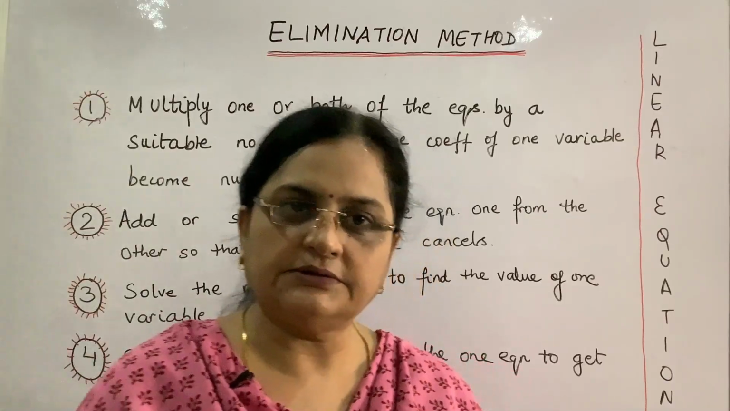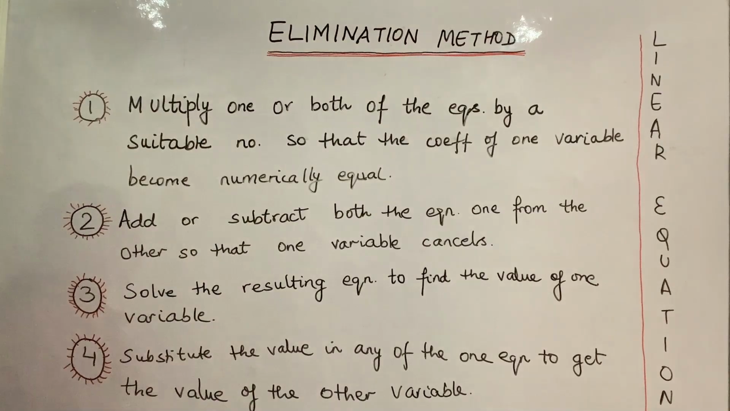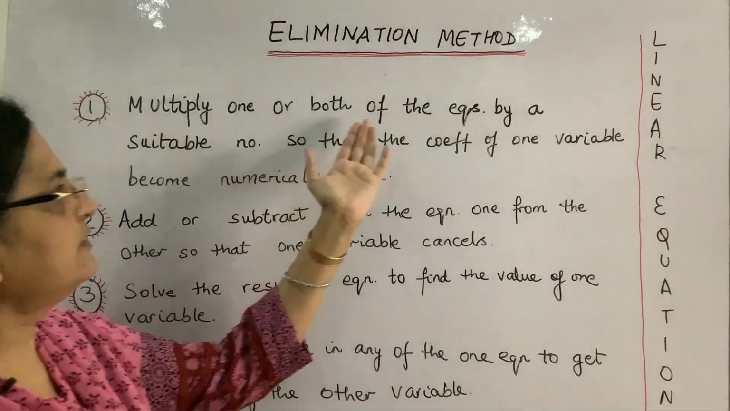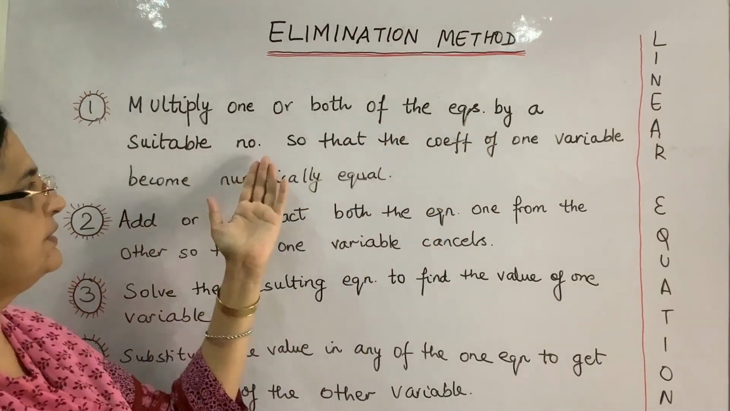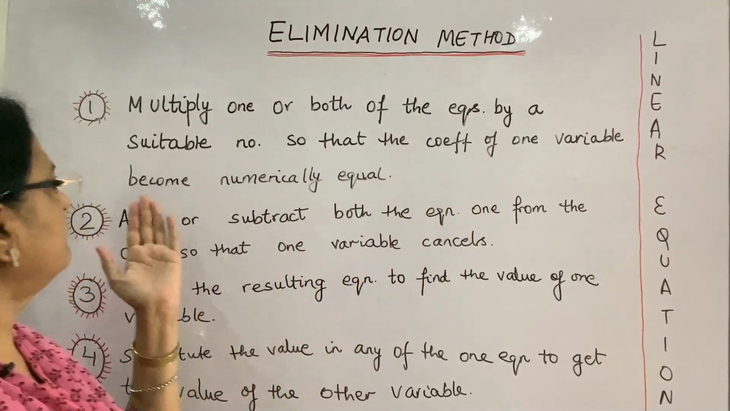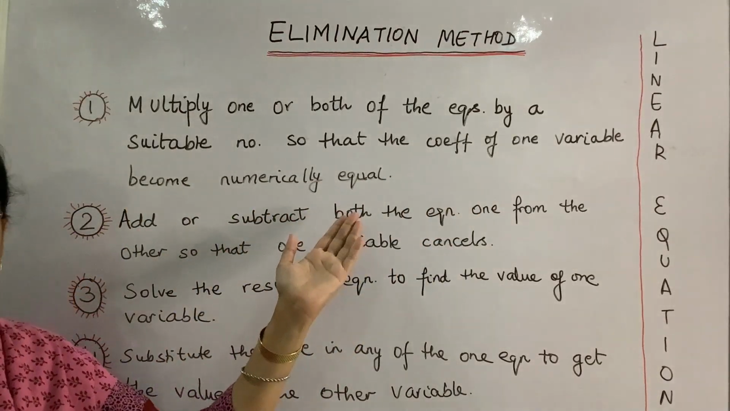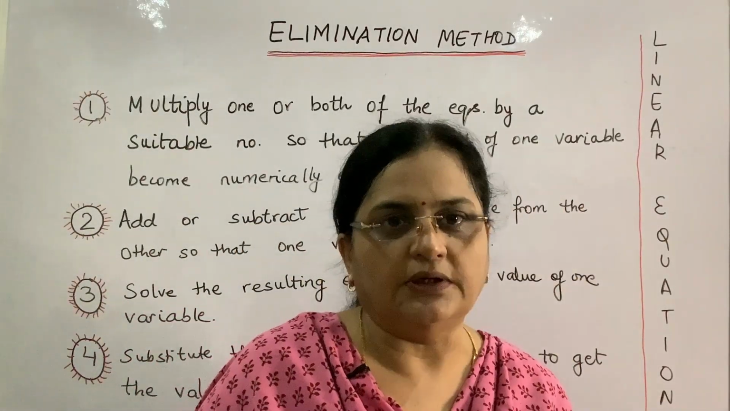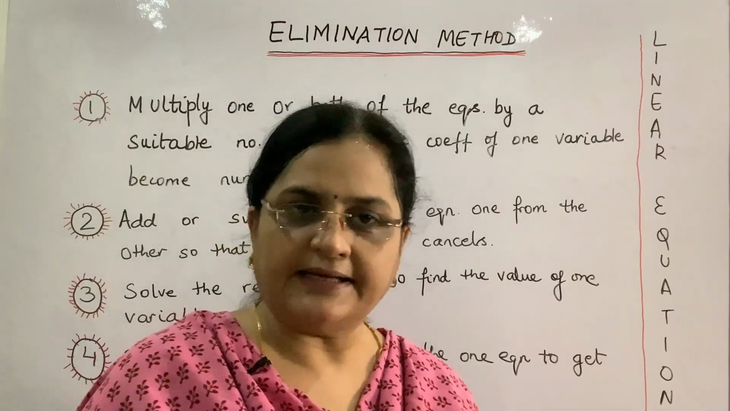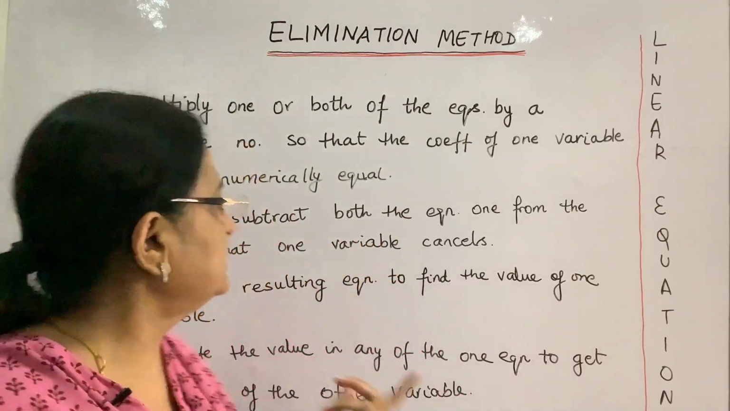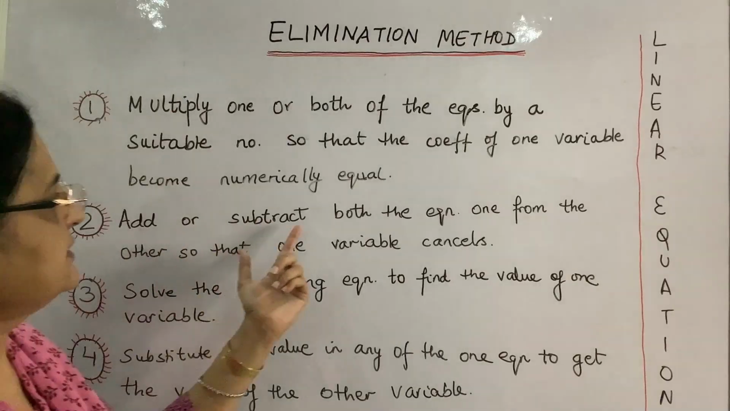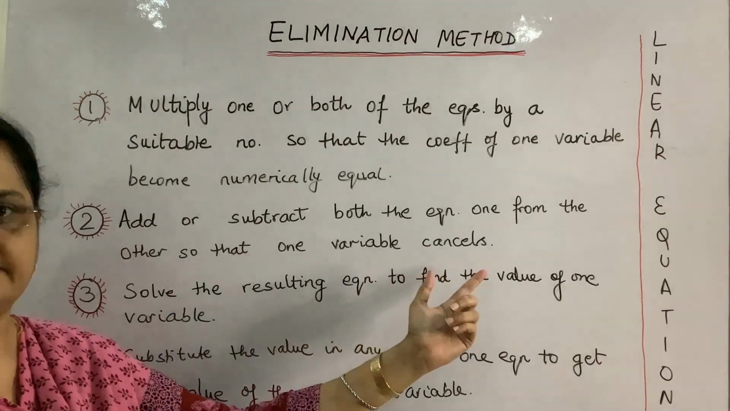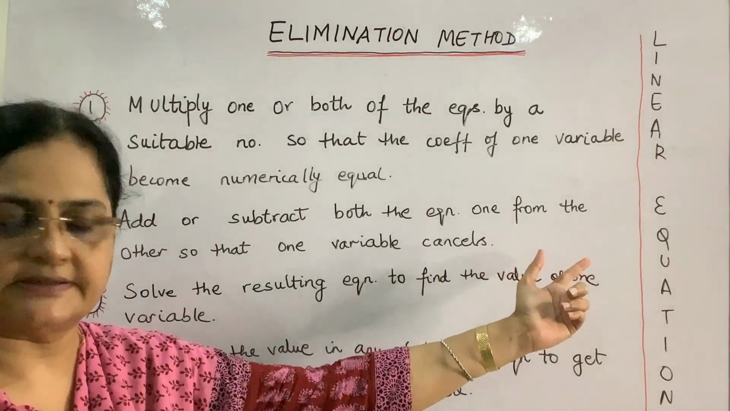If I want to give you an outline of how we will proceed for this method: first step, multiply one or both of the equations by a suitable number so that the coefficient of one variable becomes numerically equal. Now when the coefficients of one of the variables become numerically equal, we either add or subtract them depending upon their signs. So the next thing we do is add or subtract both the equations from one another so that one variable gets cancelled out, or eliminated.